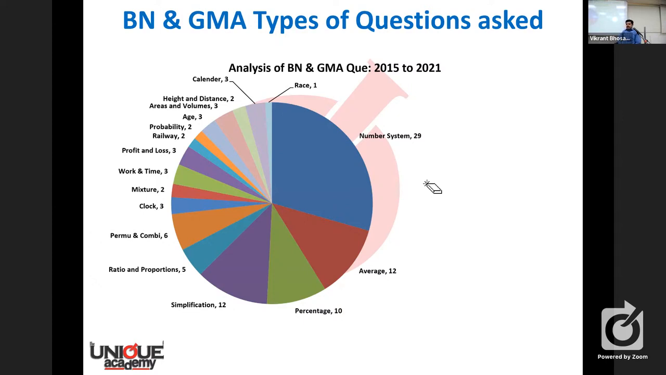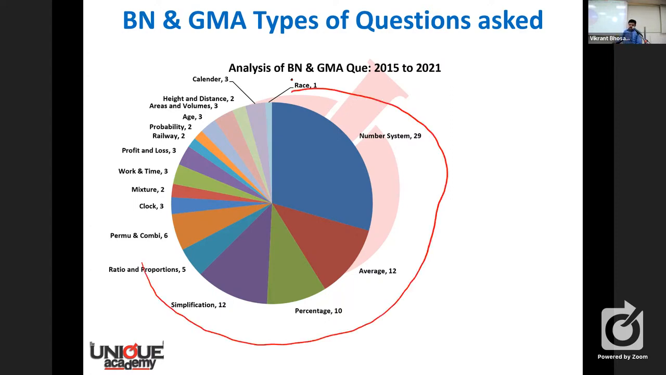Basic numeracy and general mental ability. Please pay attention to topics. आपके maths करने भी आपको ये दिखाया होगा, है ना? Not pie chart but analysis. So in this, if you pay attention to the topics, these five topics, write down their names, they are the dominant topics of your maths. And they are general topics. General means there are no specific things about these topics. They can be used anywhere. Number system, average, percentage, ratio, proportion, simplification.